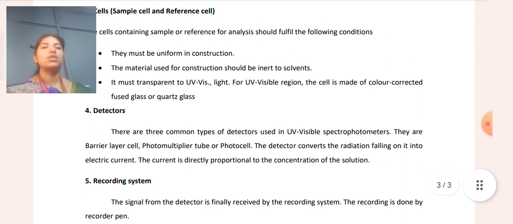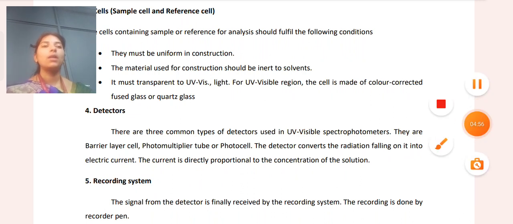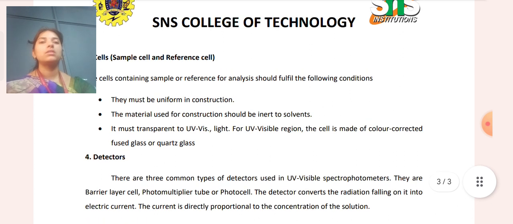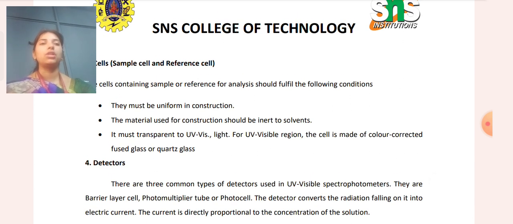Next one is the detectors. There are three common detectors used in visible spectrometers. They are the barrier layer cell, photomultiplier tube or photocell. The detector converts the radiation falling on it into electric current. The current is directly proportional to the concentration of the solution. So this is how samples can be detected for the UV visible spectra.